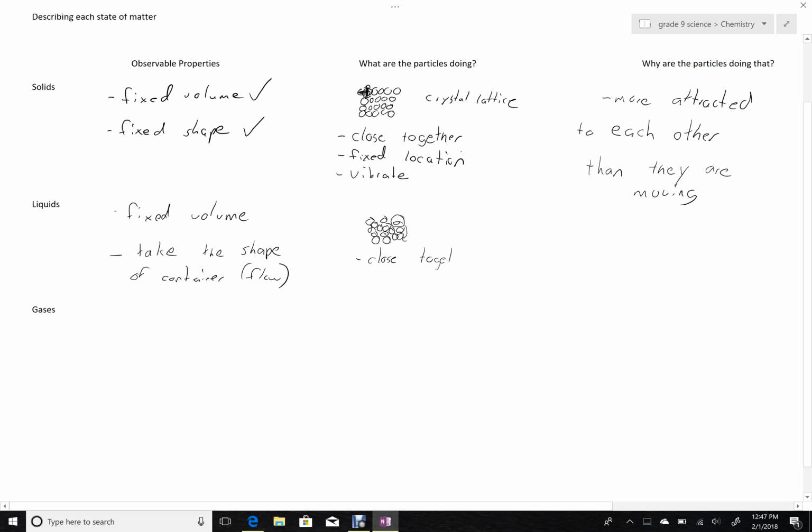The distance between them being relatively fixed, meaning that they have a fixed volume. They can vibrate, and they can rotate around and take different shapes. They're not stuck in their one spot in the crystal lattice, but they're not free to translate or leave the material entirely.